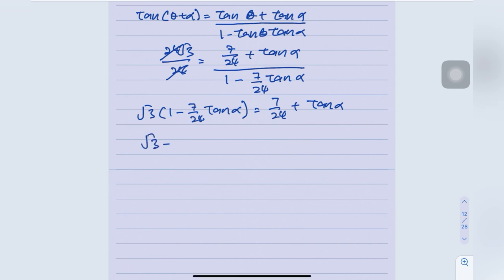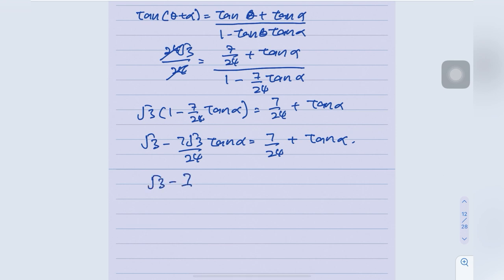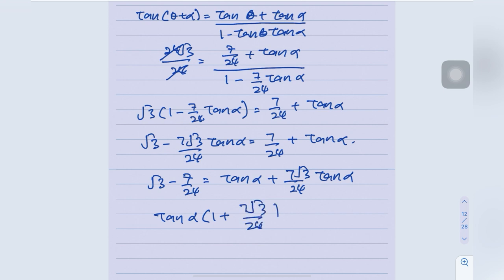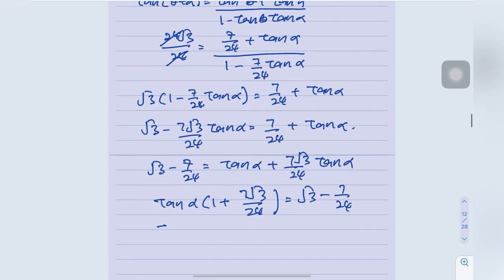Okay, so then expand. So √3 minus 7√3/24 tan alpha is 7/24 plus tan alpha. So we group together tangent with tangent. So √3 minus 7/24 equals tan alpha plus 7√3/24 tan alpha. So then we factorize tangent. Tan alpha times (1 plus 7√3/24) equals √3 minus 7/24.